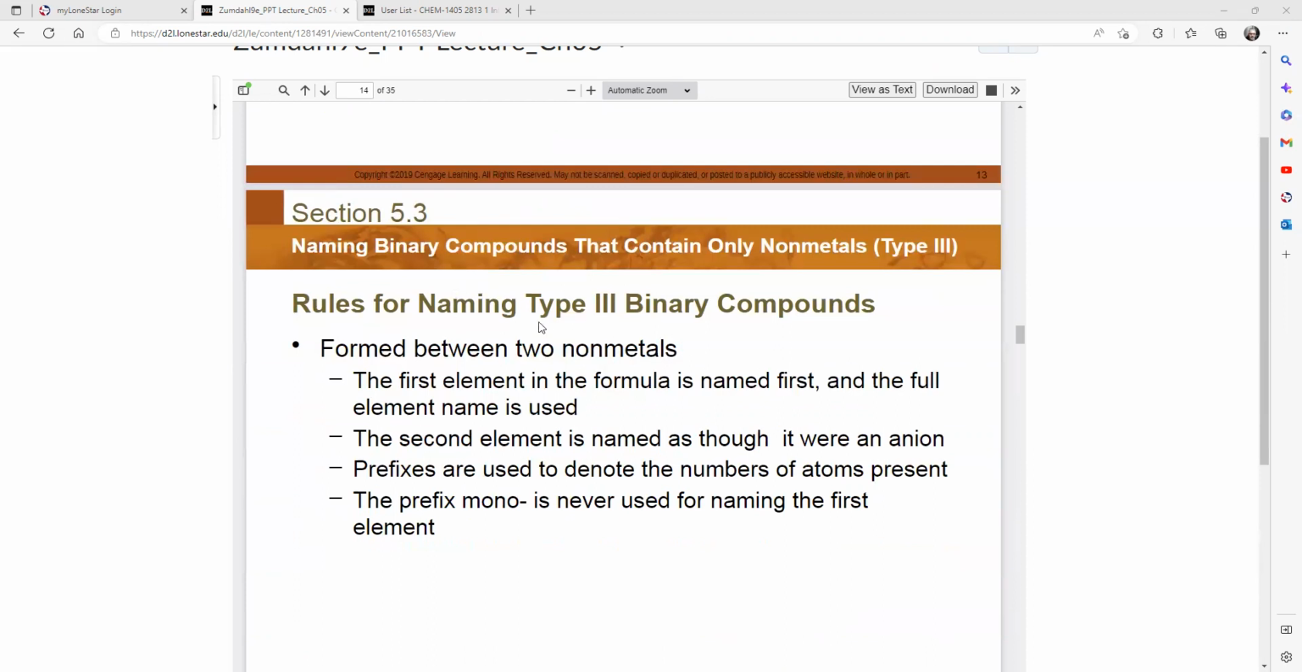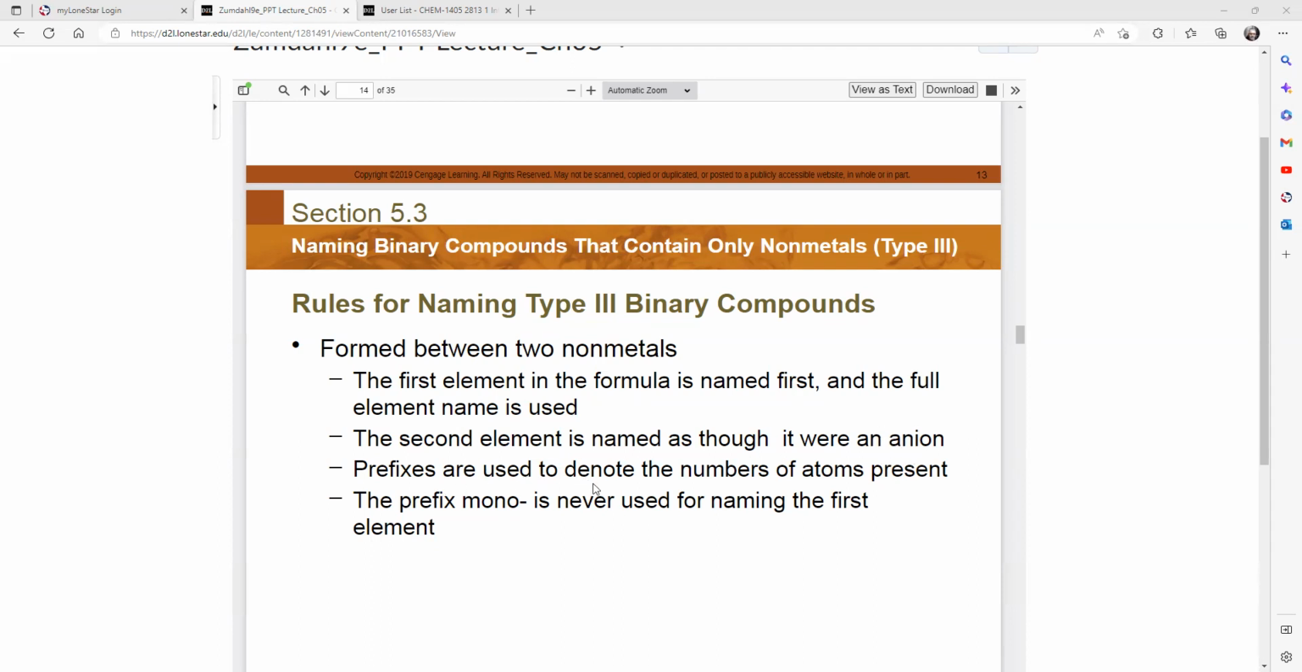What are the rules for naming type 3 binary compounds? They are formed between two nonmetals. The first element in the formula is named first, and the full name of this element is used. Then it is the same name of the element in the periodic table. The second element is named as though it were an anion. Then you have to change the ending by "ide."